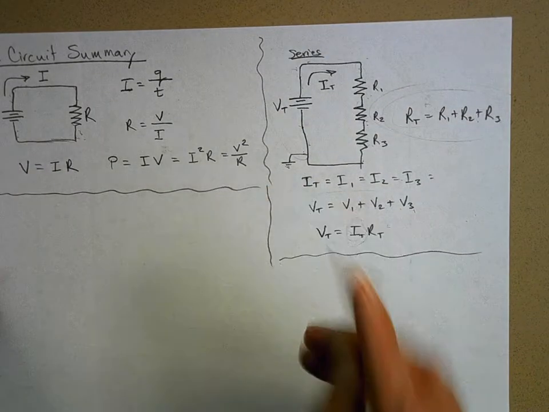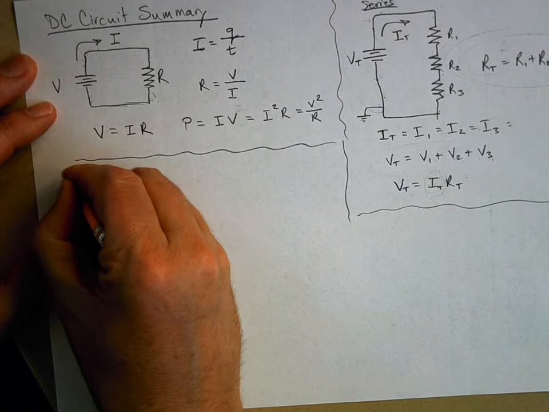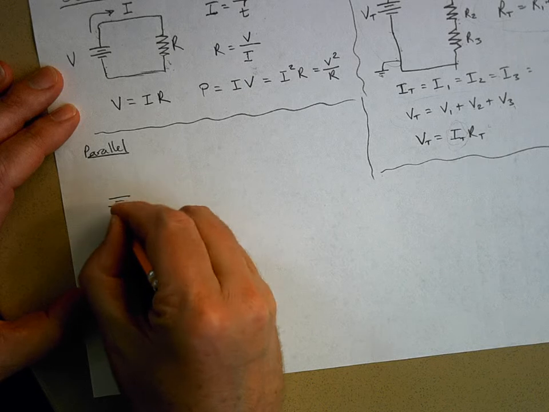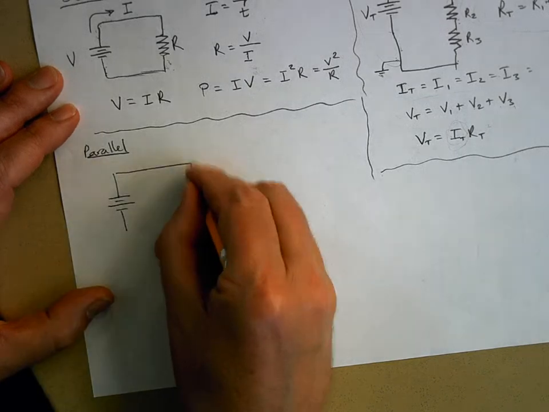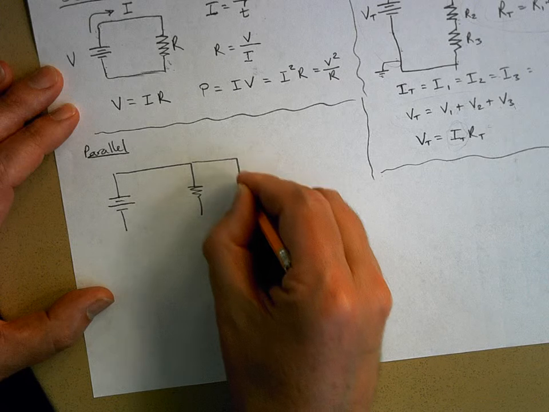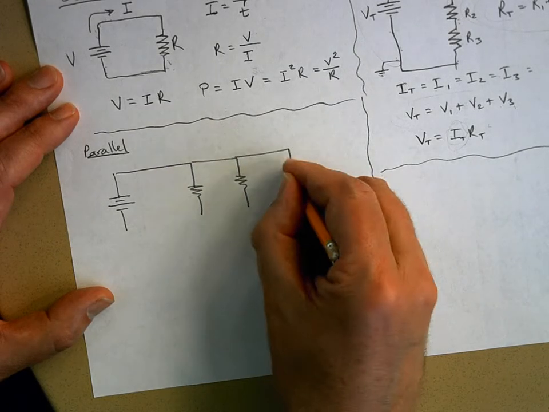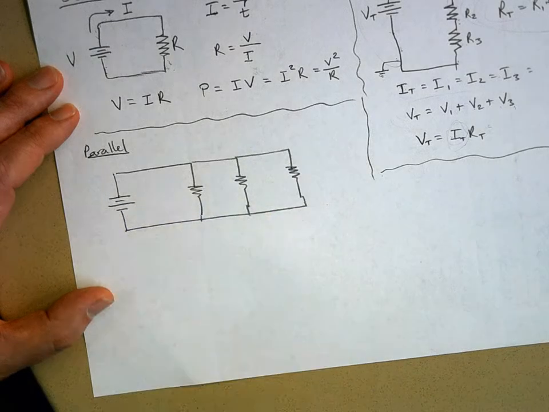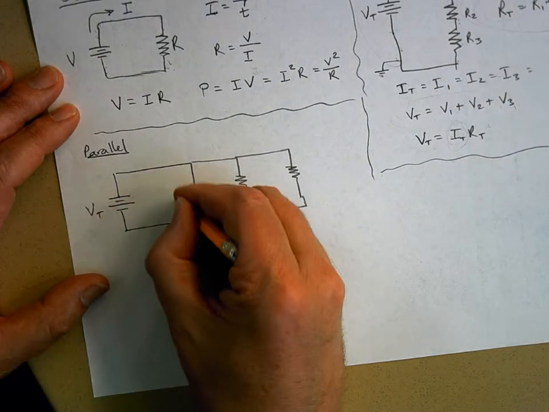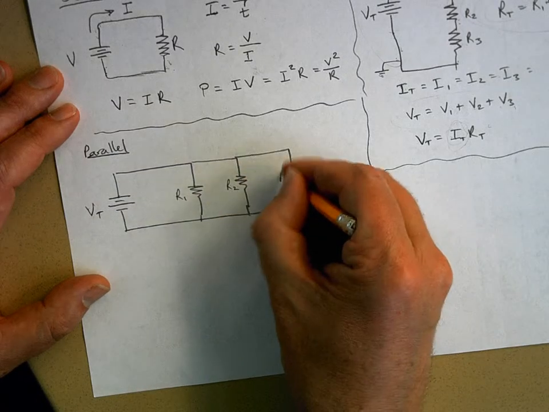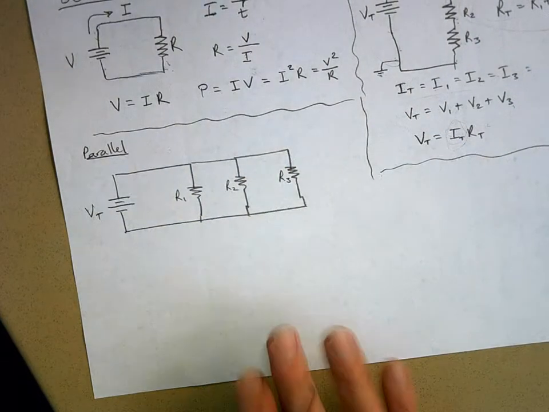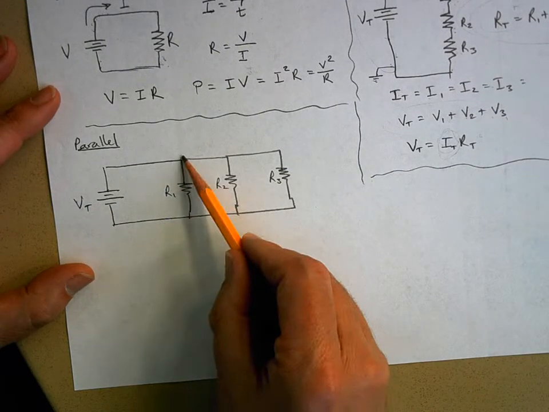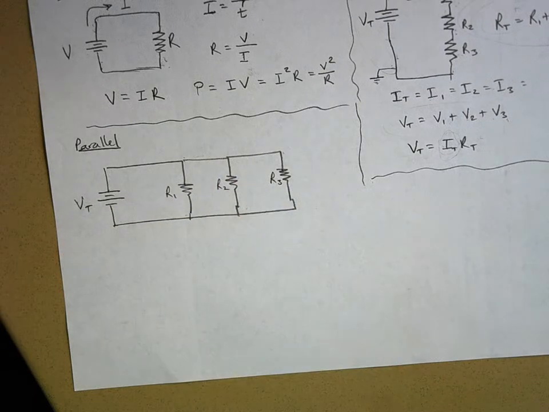I'm also going to give you a parallel circuit. So here's our total voltage again. Okay, and so here's the total voltage. Here's R1, R2, and R3. And I can have more than 3 in parallel. Now, what defines things that are in parallel? What do R1, R2, and R3 have in common?